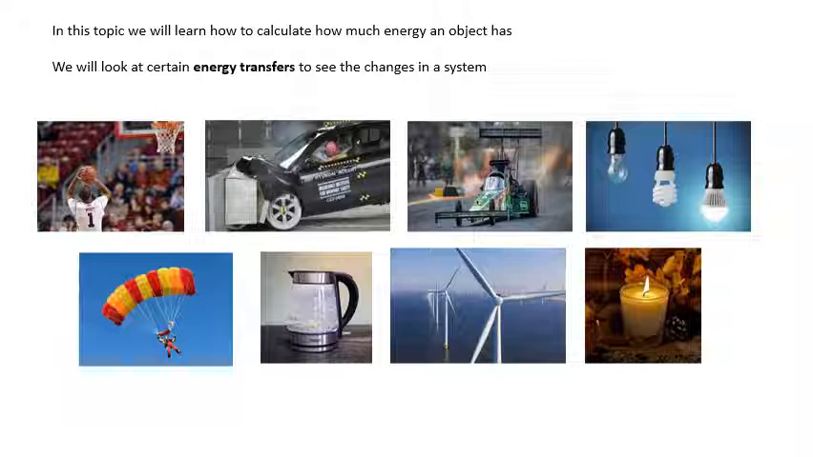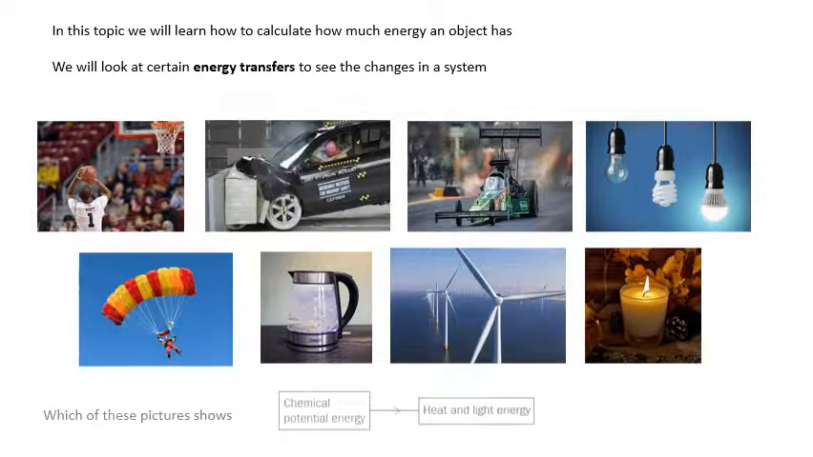We're not going to look at them all, but here's an example. Which of these pictures shows chemical potential energy being transferred into heat and light energy? And if you like that, those boxes at the bottom, that's an energy flow diagram, you could call it. And of course, the answer is the candle.